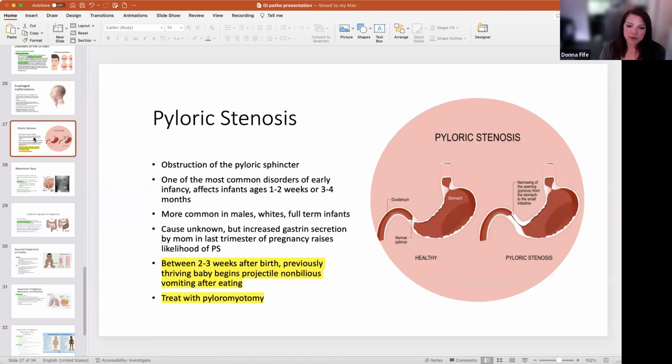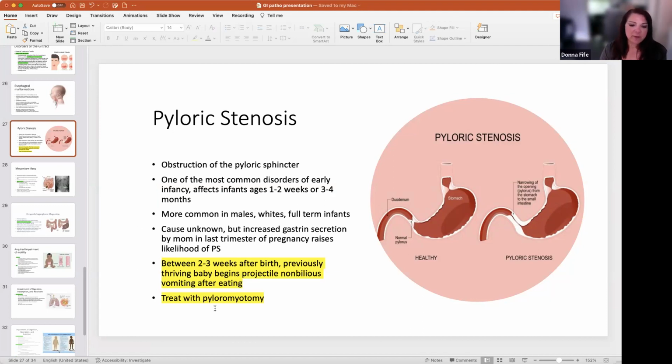The cause is unknown, but increased gastrin secretion by the mom in the last trimester of pregnancy raises the risk of this happening. So between 2 to 3 weeks after birth, a previously thriving baby begins projectile, non-bilious vomiting after eating. Treatment for this is surgical.